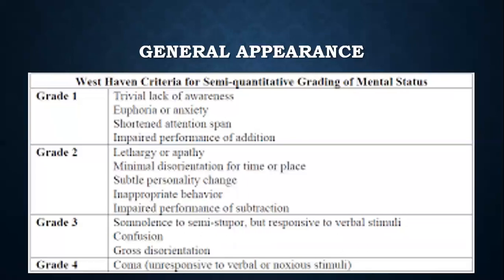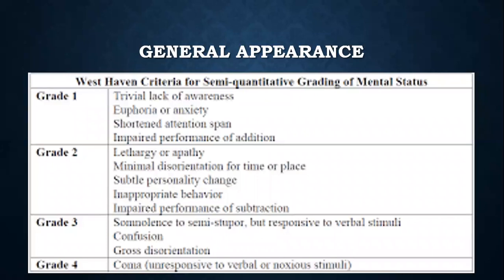So in general appearance, what we normally see is how is the patient? Does he look well? Does he look sick? If he is sick, whether it is mildly sick or very severely ill. For example, a patient with hepatic encephalopathy, by looking at the general appearance, we can classify which grade of hepatic encephalopathy he belongs to. For example, if the patient is anxious, with a shortened attention span, with a trivial lack of awareness, he comes under grade 1 hepatic encephalopathy.